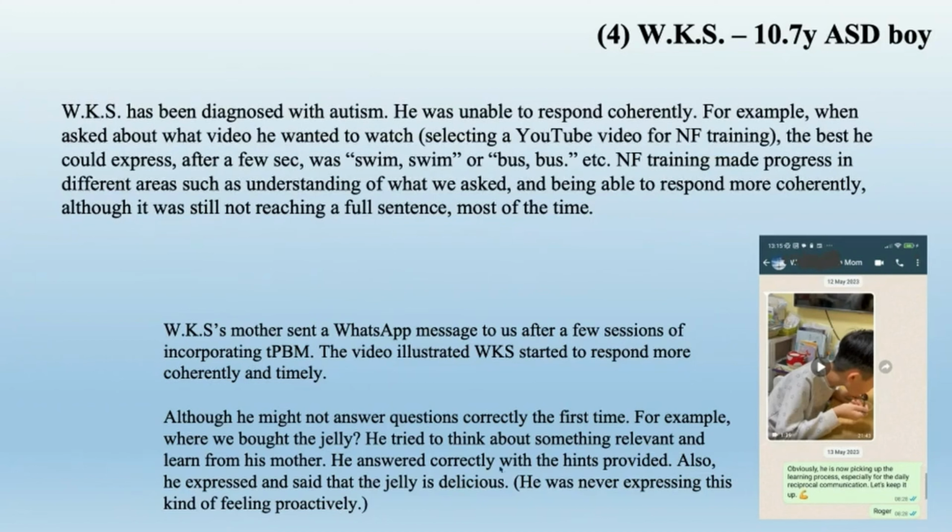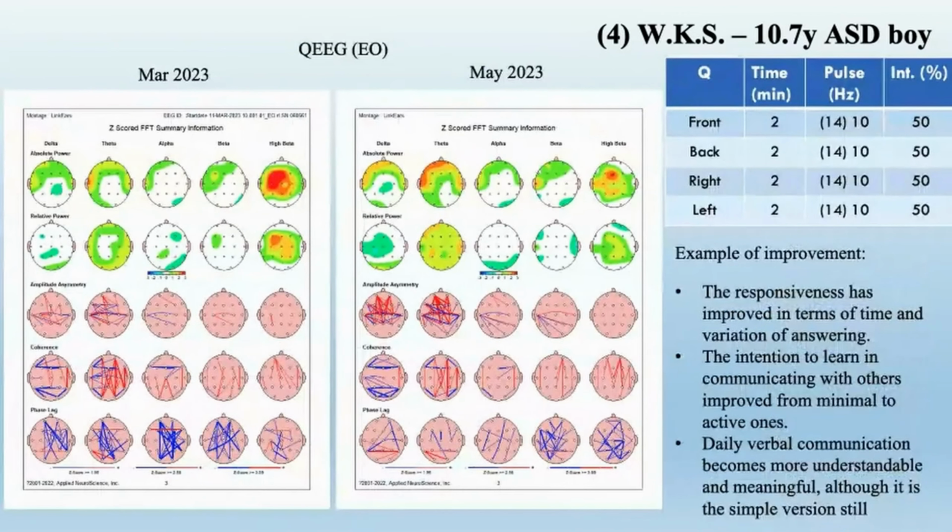And he answered correctly with hints provided. Finally, his mother is quite happy. And within this video, he also said the jelly is delicious, which is also the first time he can express such kind of feeling proactively. So this is the QEEG brain map.